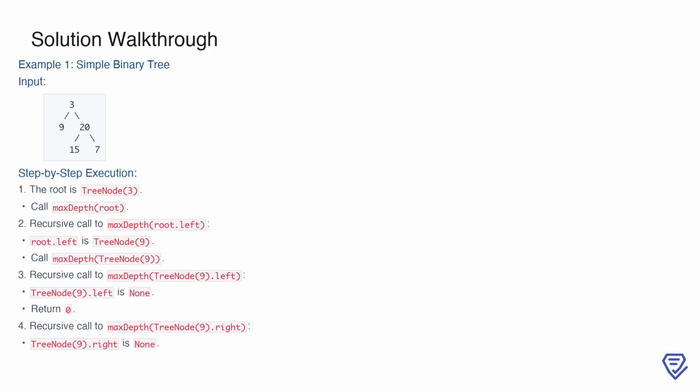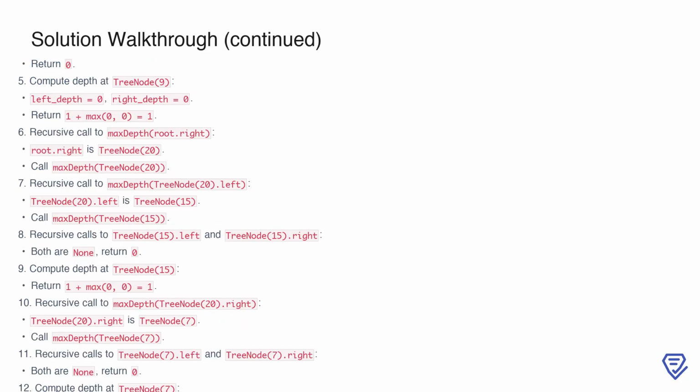Next, we proceed to explore the right subtree of the root, starting with tree node 20. We now focus on the right subtree of the root. A recursive call is made to maxDepth, tree node 20, which leads us to its left child, tree node 15. Both left and right children of tree node 15 are none, so recursive calls to maxDepth, tree node 15.left, and maxDepth, tree node 15.right return 0.